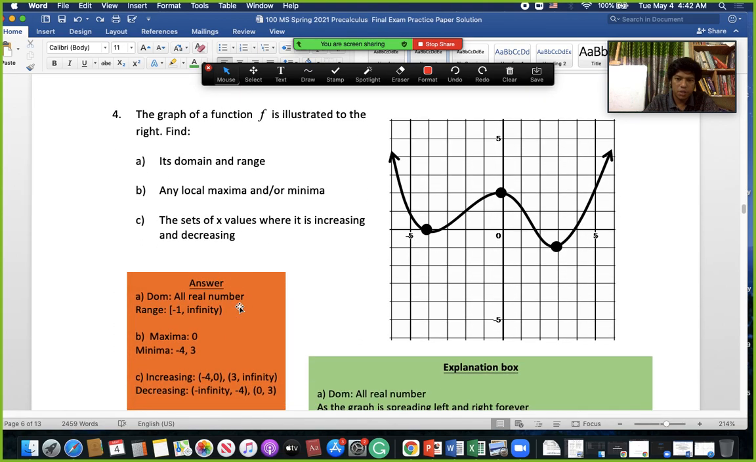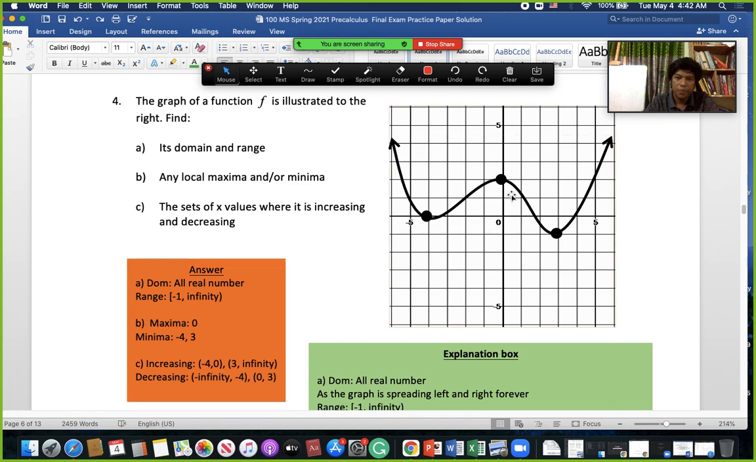For this function, domain and range. This graph is actually moved a little bit up to be correct. So we slightly changed this question. Domain is from minus infinity to plus infinity. Range is from minus 1 to plus infinity. Maxima is here at 0, minima is at minus 4 and 3. Yes, all of them are correct.